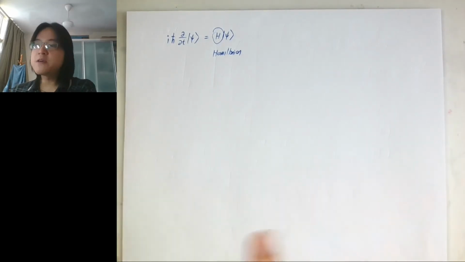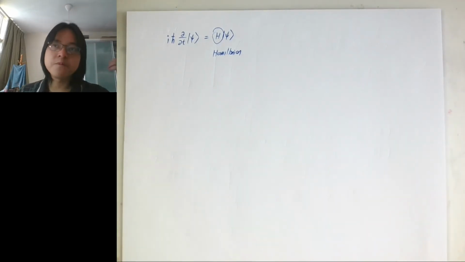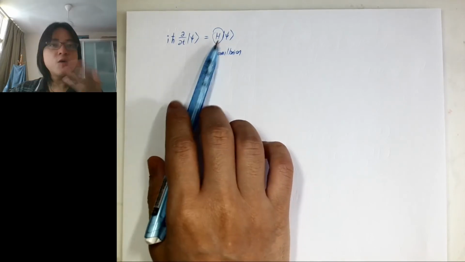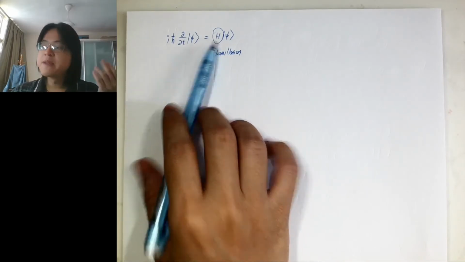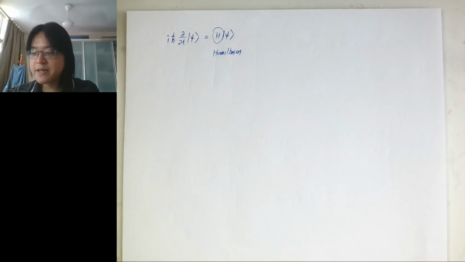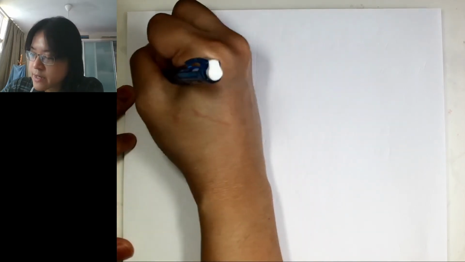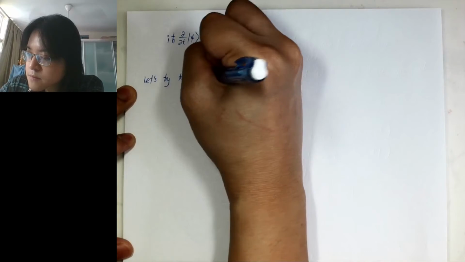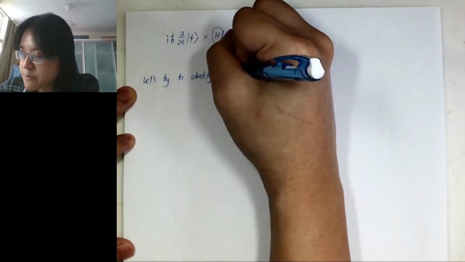But since we also haven't really learned much about atomic physics or chemistry or things like that, how do we figure out the Hamiltonian? We try to use reasoning, right? So let's try to identify the formula for the Hamiltonian.